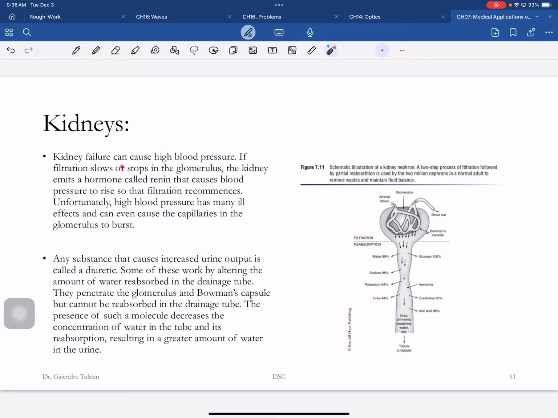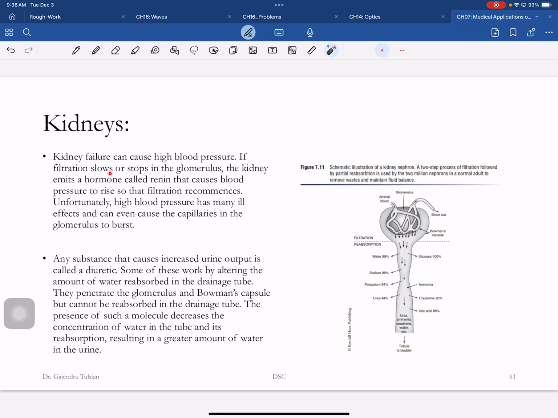By the way, kidney failure can cause high blood pressure. So when your kidneys fail and you're not getting rid of the waste product, okay, so you're not moving stuff from a lower concentration to higher concentration. How does the body react? The body reacts by increasing blood pressure, so you can move the waste product. But the higher pressure can cause problems elsewhere. Okay, so kidney failure can cause high blood pressure.